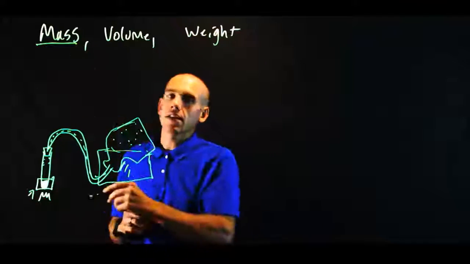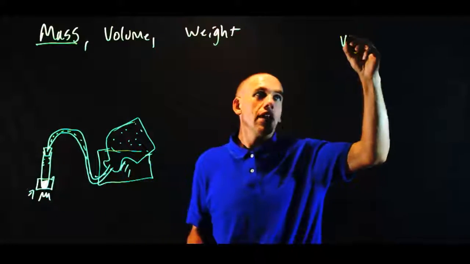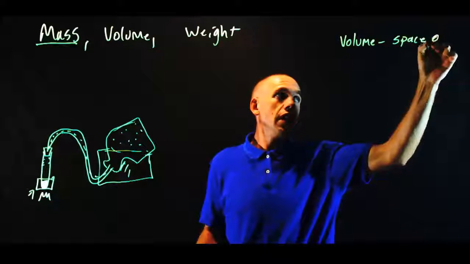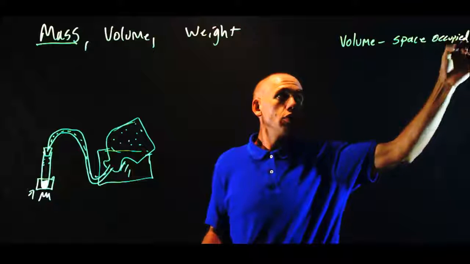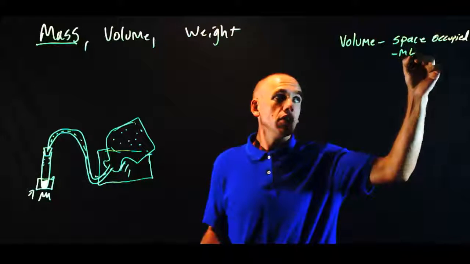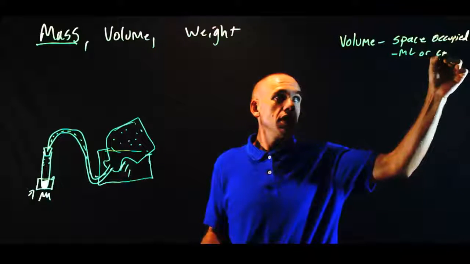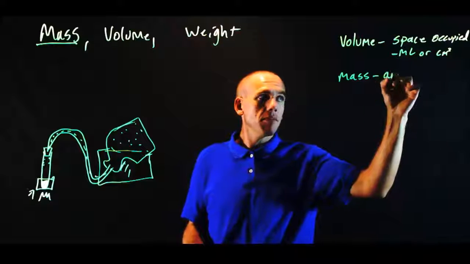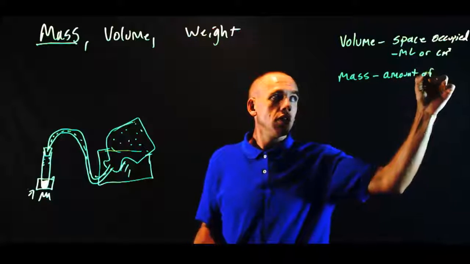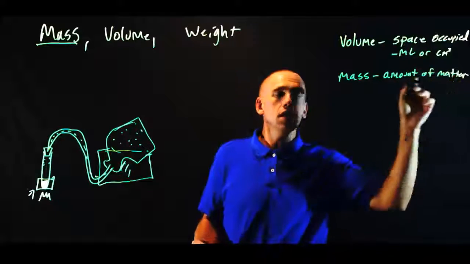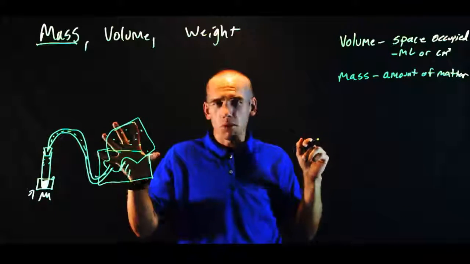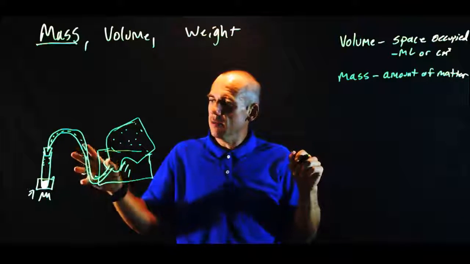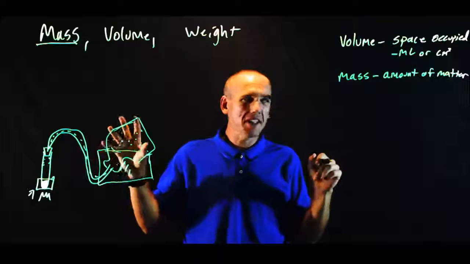But what about the mass? Well, mass is an amount of matter, right? So volume is an amount of space occupied. And of course, we remember that that's measured in milliliters or cubic centimeters. Mass, on the other hand, is an amount of matter. And it's going to be more closely related to the number of particles there than how those particles are arranged. Whereas volume is more about the arrangement of the particles and less about the number.